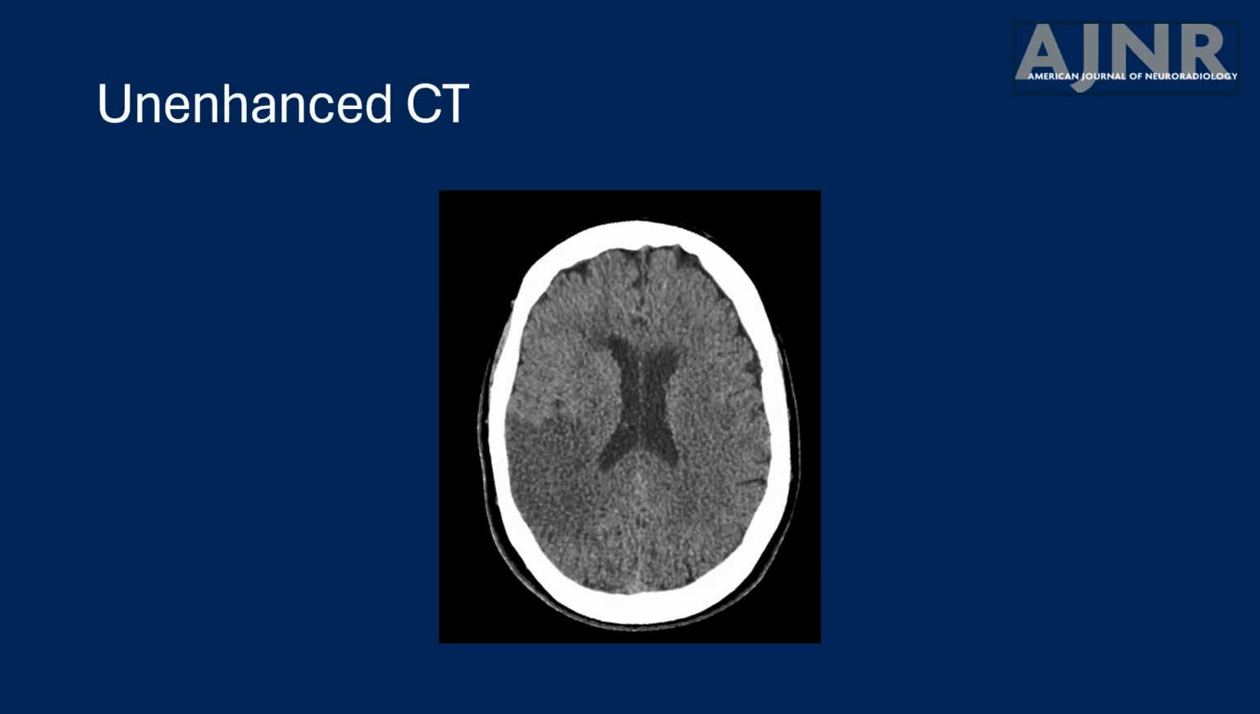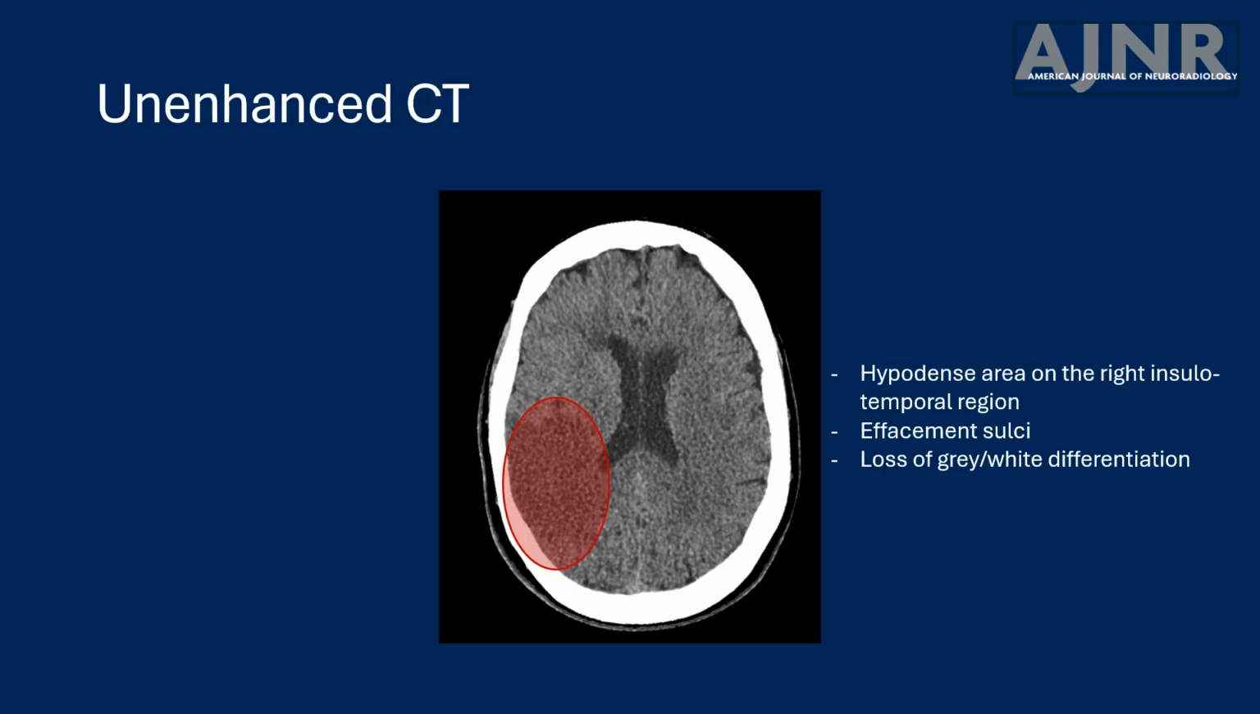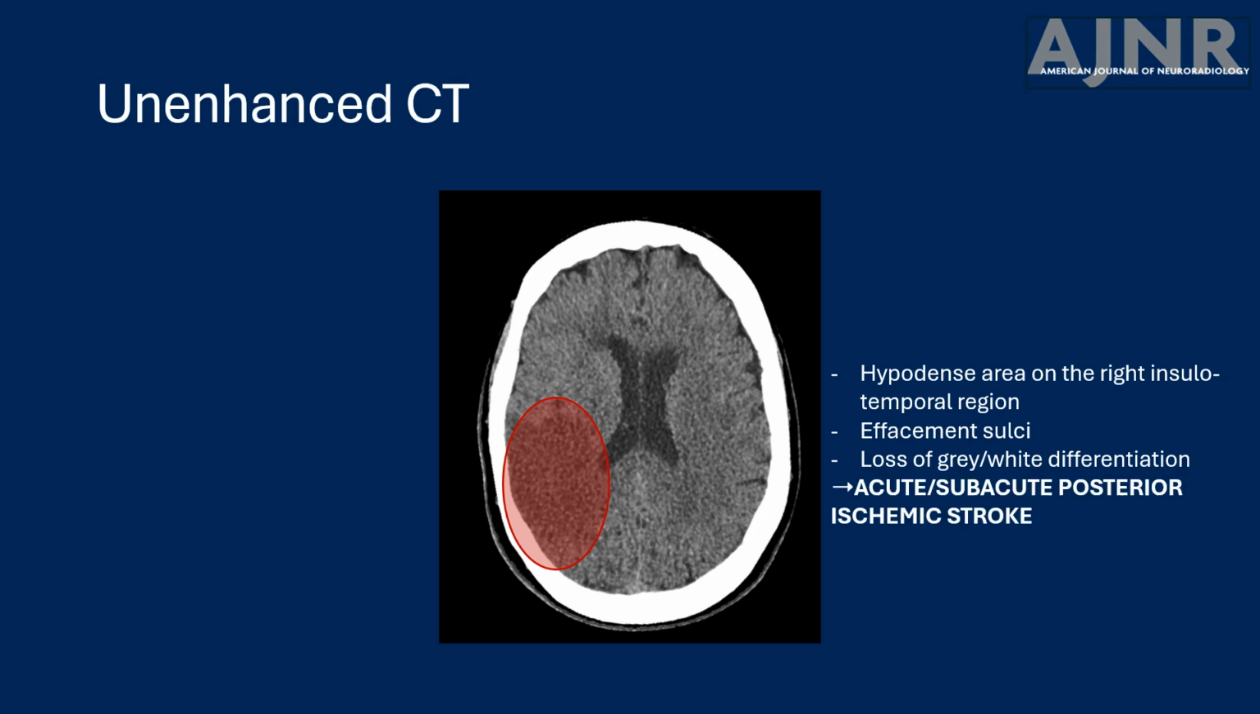Once again, what do you see on this CT scan? In this case, we have a hypodense area in the right insular temporal region with effacement of the sulci and loss of gray-white matter differentiation. Once again, we can appreciate how reliable these signs are for identifying an acute stroke. This was a case of an acute or subacute posterior ischemic stroke.